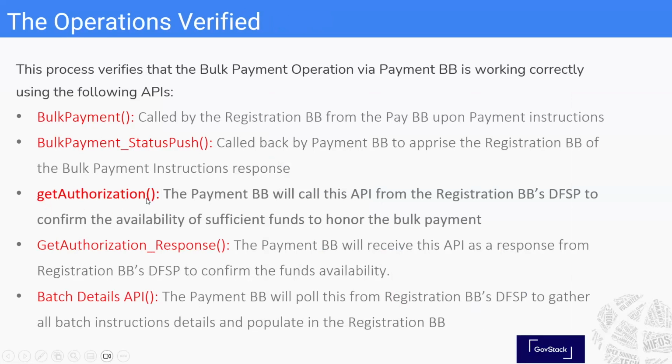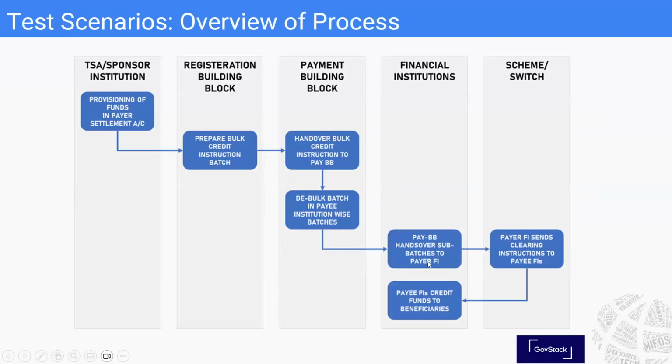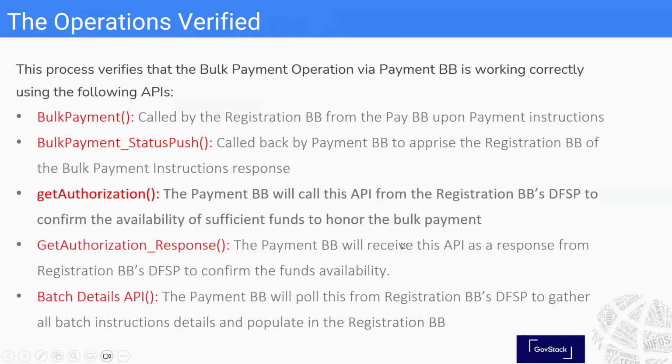Also, this API, get authorization, has been verified. How? Before the actual disbursement occurred, the payment hub via the scheme connector sent this get authorization request to the financial institutions to verify whether the payer FSP had enough funds or not. The payer FSP returned the get authorization response. Only if it was positive did the transaction occur. So if the transaction occurred successfully, it means that it got the authorization response as well.